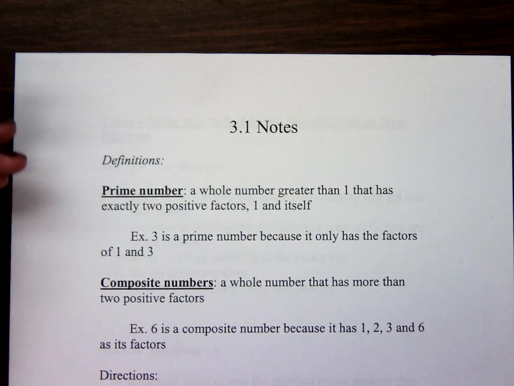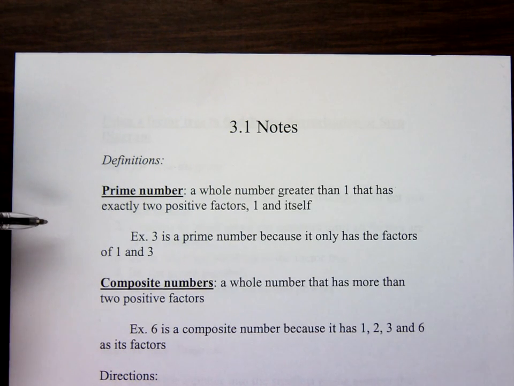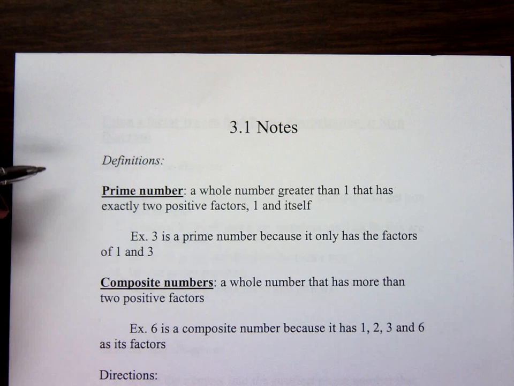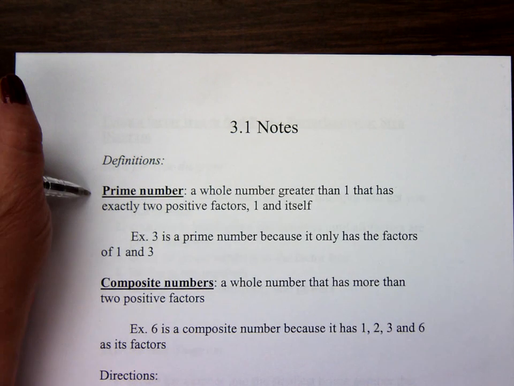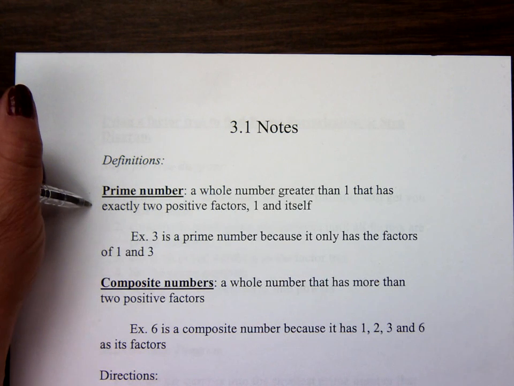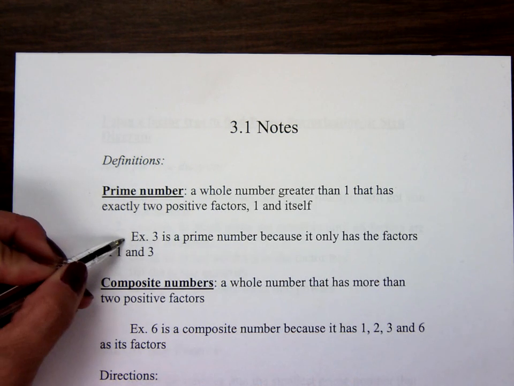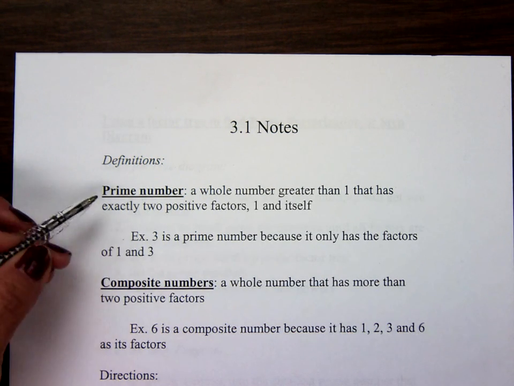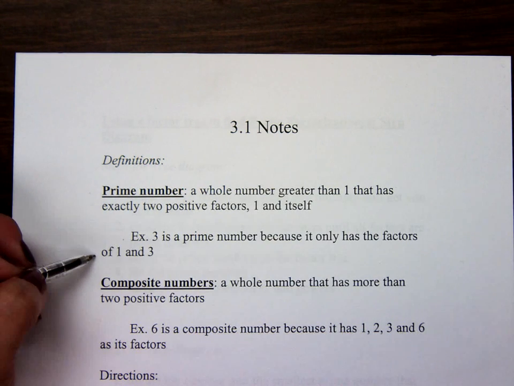Okay, so today's lesson is 3.1 notes, prime factorization and composite numbers, and making the factor tree. So a prime number is a whole number greater than 1 that has exactly two positive factors, 1 and itself. An example of a prime number is 3. 3 is a prime number because it has the factors of 1 and 3.